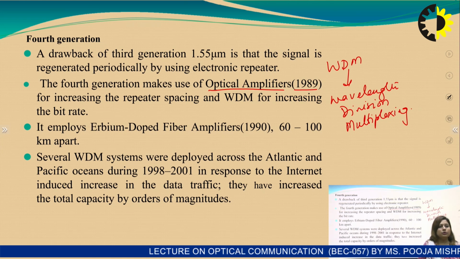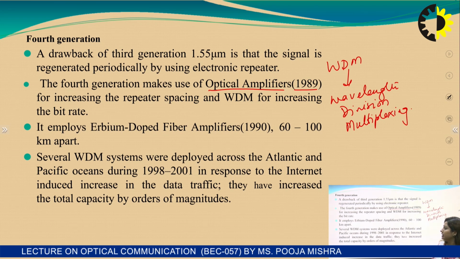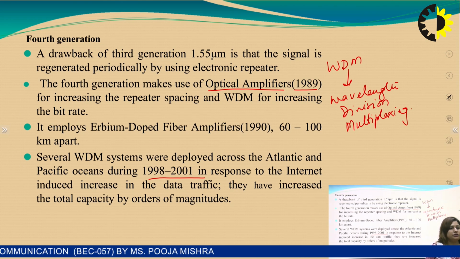Several WDM systems were deployed across the Atlantic and Pacific Oceans during 1998 to 2001 in response to the internet induced increase in data traffic. They have increased the total capacity by orders of magnitude.